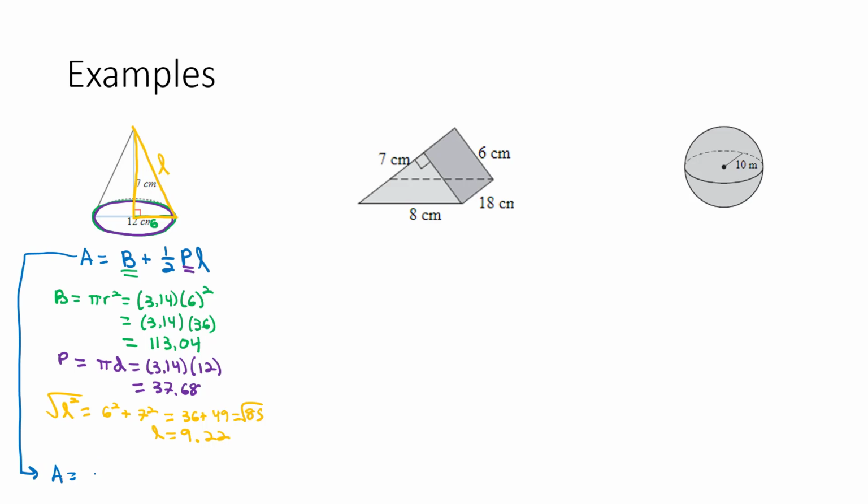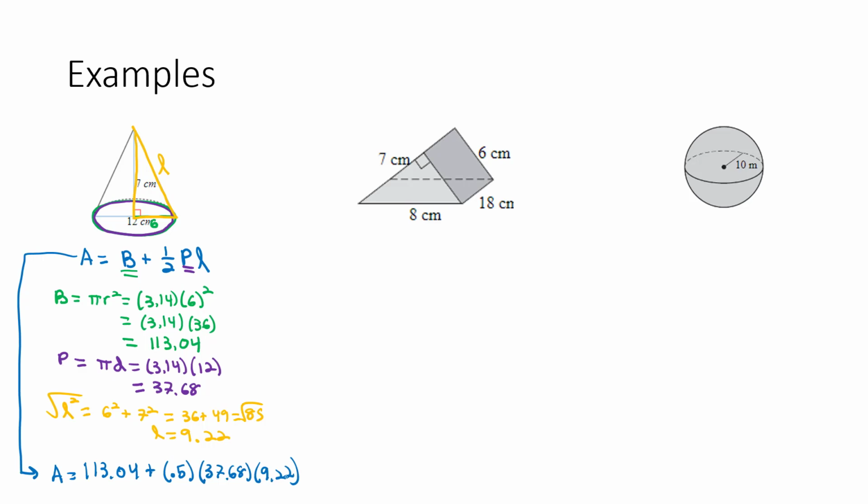The surface area is equal to the base. The base we found out was 113.04. Plus 1/2, I'm going to put that in as 0.5 to make my calculator easier, times the perimeter, which is 37.68, times the slant height, which is 9.22. And then we just have to calculate all that up on our calculator.